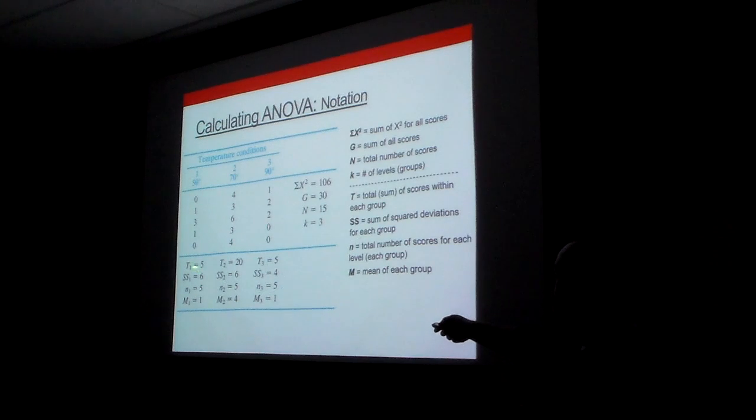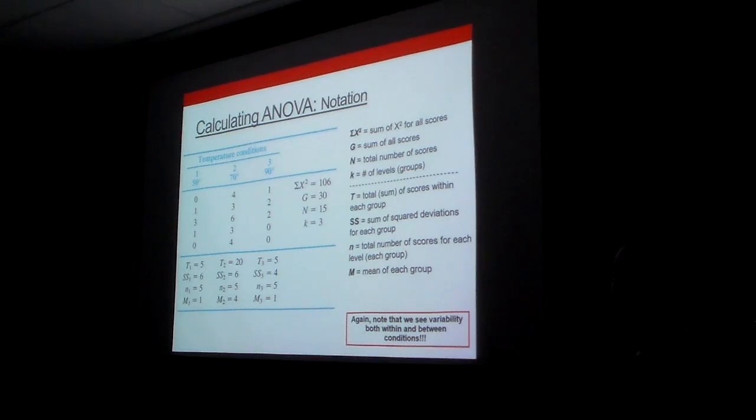Okay. Here, for each group, I have a total, a sum of squares, the sample size for each group, and then the mean. Just working down these, these are values that are going to be helpful as we walk through the calculations. You want to know where these things are coming from and what they correspond to. Okay. Questions about this?